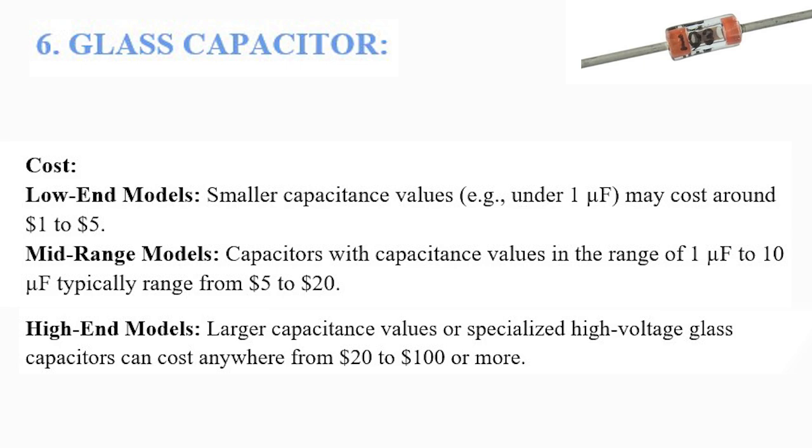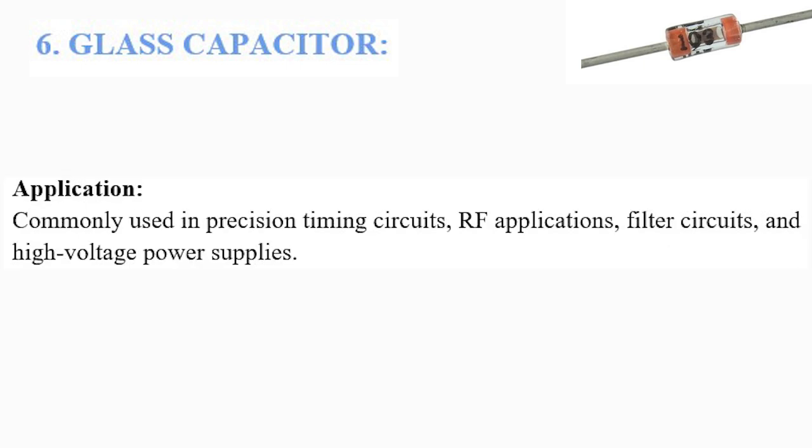Cost of glass capacitor. The cost of glass capacitors depends upon the type you need. For low-end models, it can vary from $1 to $5. For mid-range models, it can vary from $5 to $20. For high-end models, it can vary from $20 to $100 or maybe more. Application of glass capacitor. Glass capacitors are commonly used in precision timing circuits, RF applications, filter circuits, high voltage power supplies, and many more.